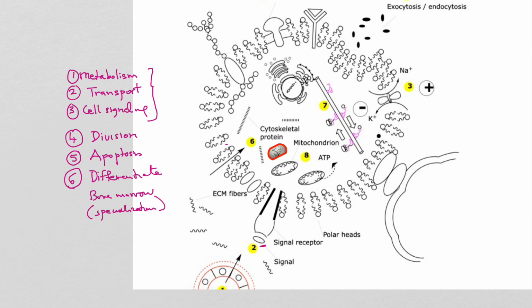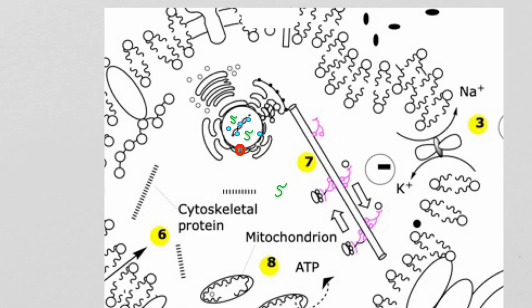Okay, so these are the things that cells do. Metabolism, transport, cell signaling, a lot of that happens. Sometimes division, sometimes apoptosis, and in case of stem cells, differentiation. So that's what cells do. Okay, I think we have quite a bit of the relevant information that's good for healthcare professionals about what cells do. So I guess mission is complete.